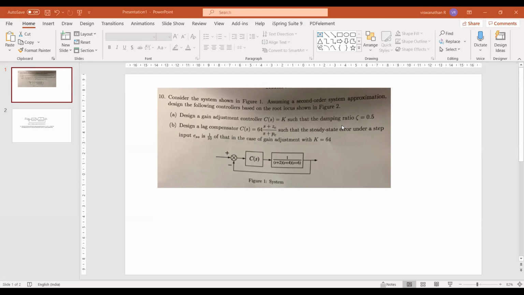Look at the system here. It is 1 divided by s plus 2 into s plus 4 into s plus 6. So what is the order of the system? Third order system, sir. Third order system. Okay.